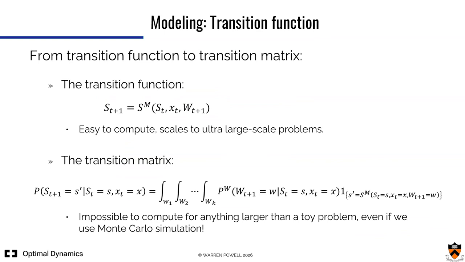Now, if you have the transition function, this is a series of equations, very easy to compute because it's always for a single value of the state, a single value of x, which may be a vector, and a single realization of W_t+1. If you want to do a transition matrix, you're going to get some horrendous equation like this with a multidimensional integral over all the possible values of w. This is completely impossible to compute. It turns out it's also unnecessary.